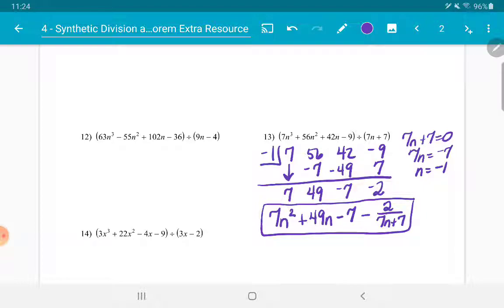If you were to have done that with long division, you would have gotten the same answer. To me, synthetic is much quicker and a lot easier to think about. So that's why we often use synthetic over long division.